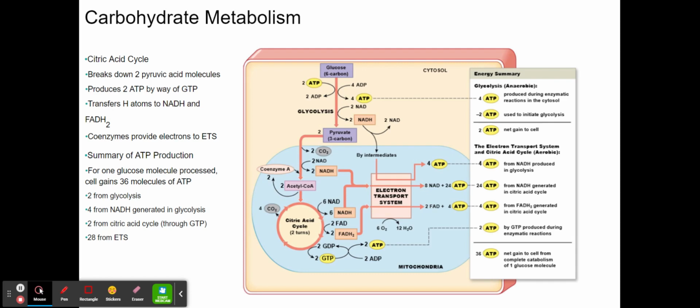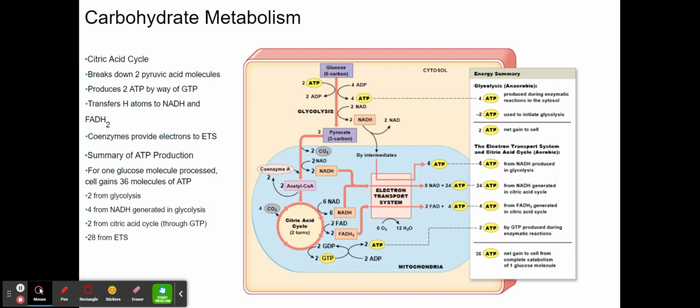So summing that up, for each glucose molecule processed, the cell gains 36 molecules of ATP: 2 from glycolysis, 4 from the NADH generation in glycolysis, 2 from the citric acid cycle by means of GTP, and 28 from the ETS.